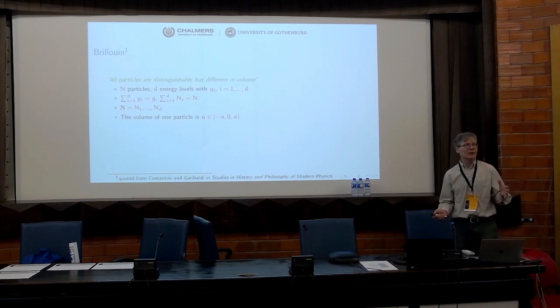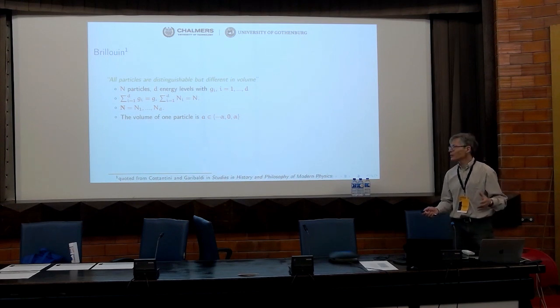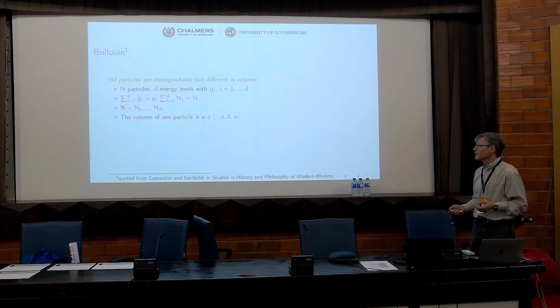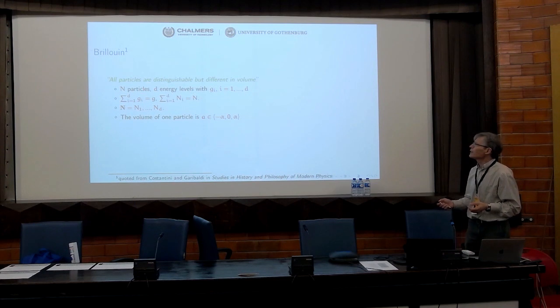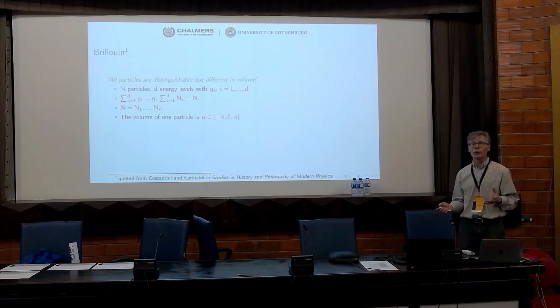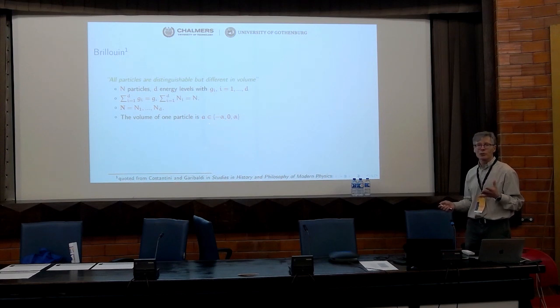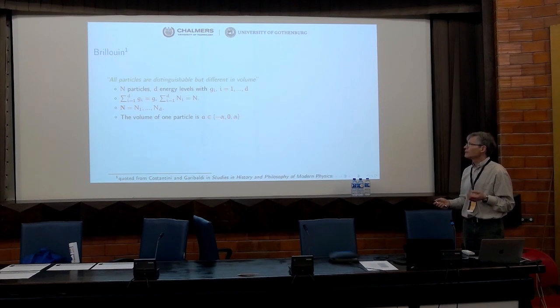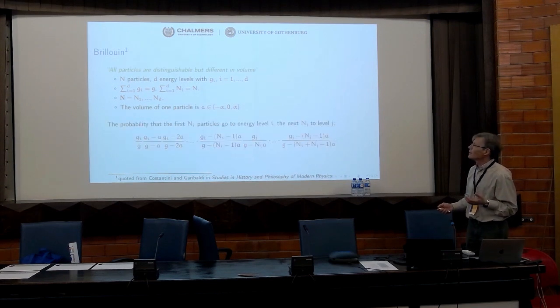So this is probably more history of science than mathematics or physics. This is quoted from a paper by Costantini and Garibaldi, in Studies in History and Philosophy of Modern Physics. So anyway, what he said then was that particles are distinguishable but different in volume. Classical particles have 0 volume in his model, whereas fermions have positive volume and bosons have negative volume in phase space.